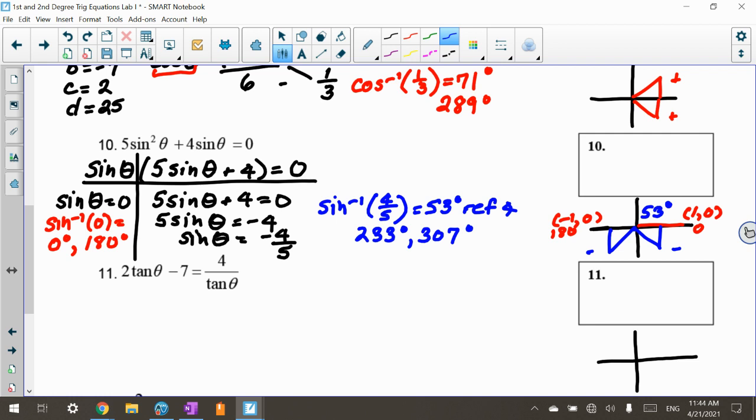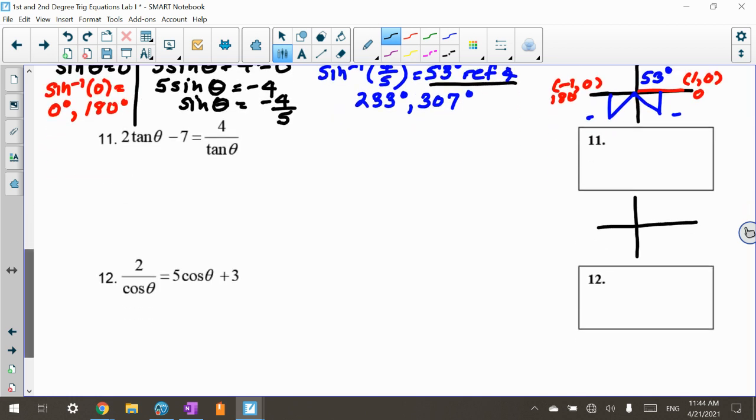So now I have 4 angles here. I had 0 degrees worked. The next one we got was 180 degrees. That worked. 233 degrees. That worked. And 307 degrees. The 53 degrees I just used to find those two angles.